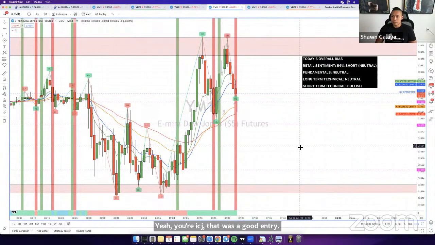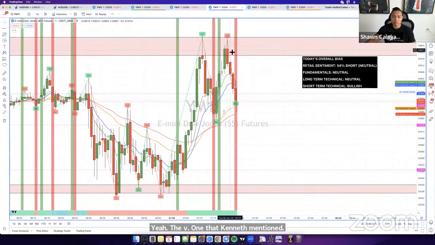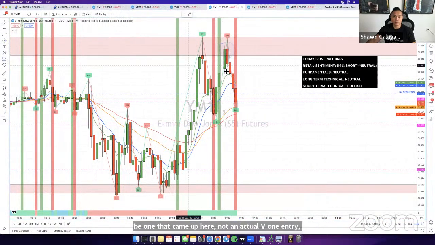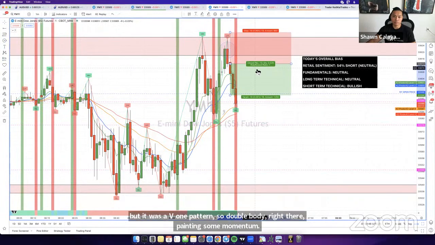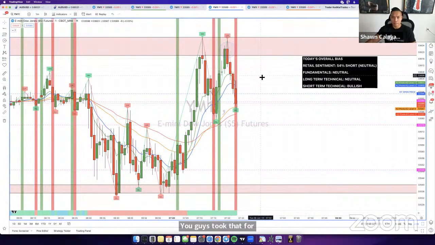Yeah, the V1 that Kenneth mentioned was also a V1 that came up here, not an actual V1 entry, but it was a V1 pattern. So double body right there, pending sell momentum. You guys took that for a short, full TP. But again, it's just a little too risky. Not necessarily one that I would personally be inclined to take.